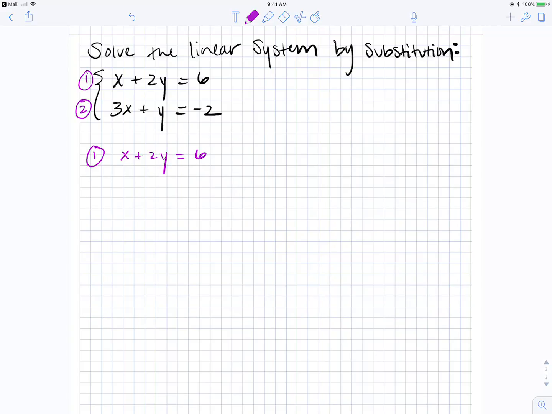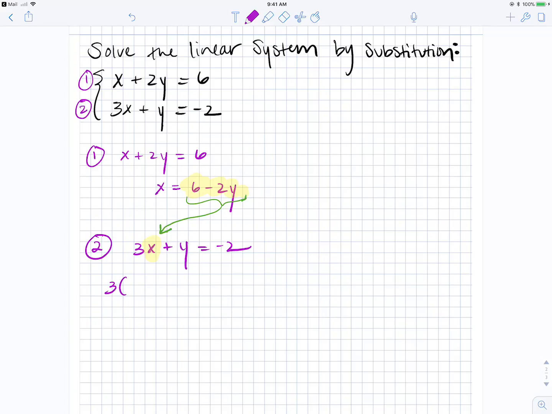and solve for x. So to solve for x, I can subtract 2y from each side of the equation, so we'll get x is equal to 6 minus 2y. Okay, so now I'm going to take equation 2. Let me rewrite equation 2 here. And I'm going to replace the x in equation 2 with 6 minus 2y. I'm just going to replace that x with the quantity 6 minus 2y.